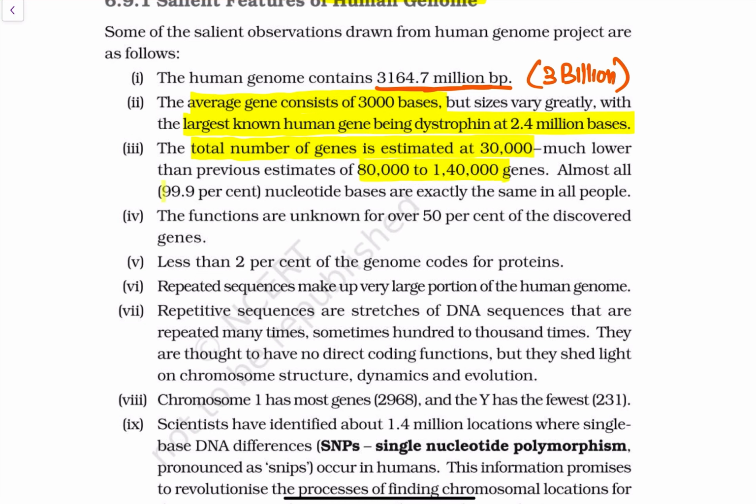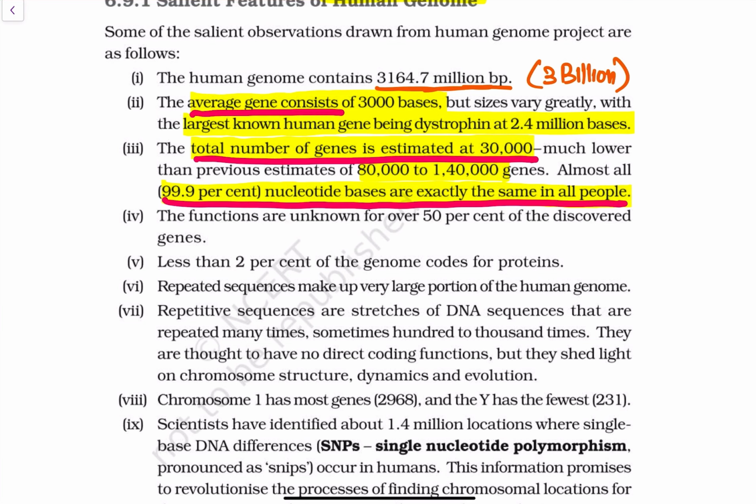And 99% of nucleotide bases are exactly the same in all people. This is an important deduction that we have made. So the total number of genes is 30,000, the average gene contains 3,000 bases, and we have 3164.7 million base pairs, or 3 billion base pairs.